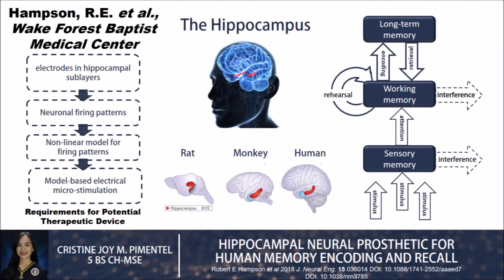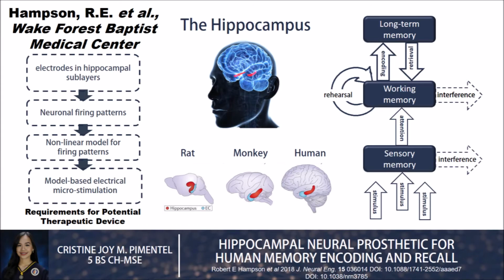tasks. Here's the flow chart of how we encode and retrieve information. First, the sensory memory will be stimulated by different stimuli, which only lasts for seconds if not given attention. The stimuli given attention will be passed to the working memory. Through the rehearsal of it, it will be encoded to long-term memory, which can be retrieved back to the working memory when we need it. We lose these memories when there are interferences.